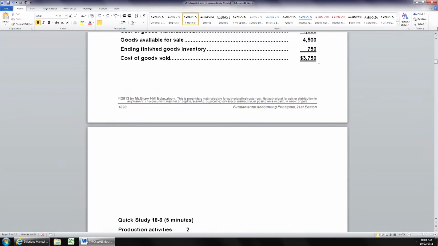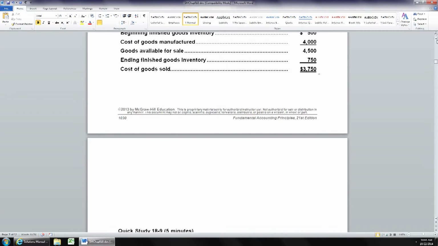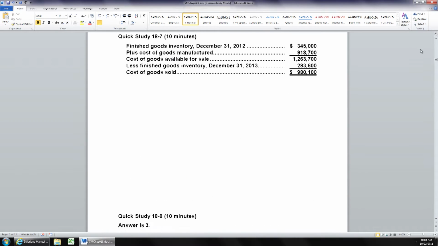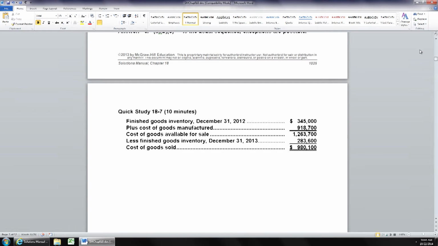Okay, but let's go ahead and look at the answer to quick study 18.7. I think I have it on the computer here, because I couldn't find that page. All right, there it is. All right. Is that what you got? Did anybody get that? 980,100? Okay, pretty self-explanatory.